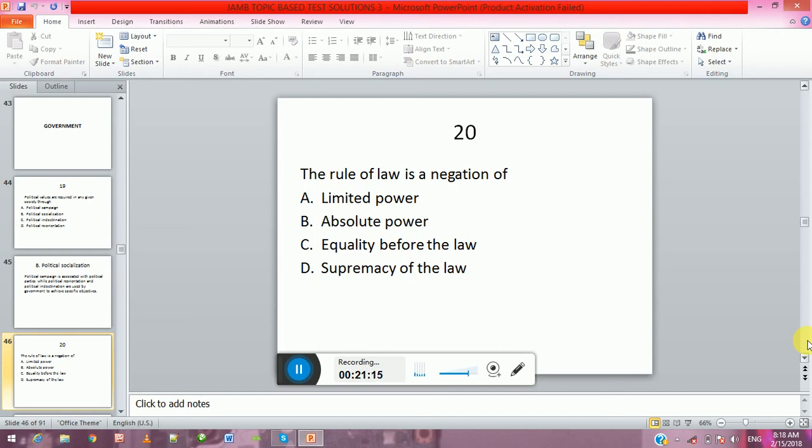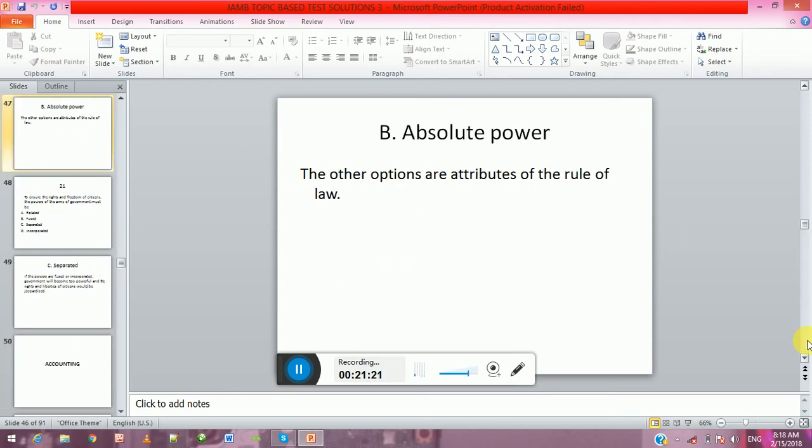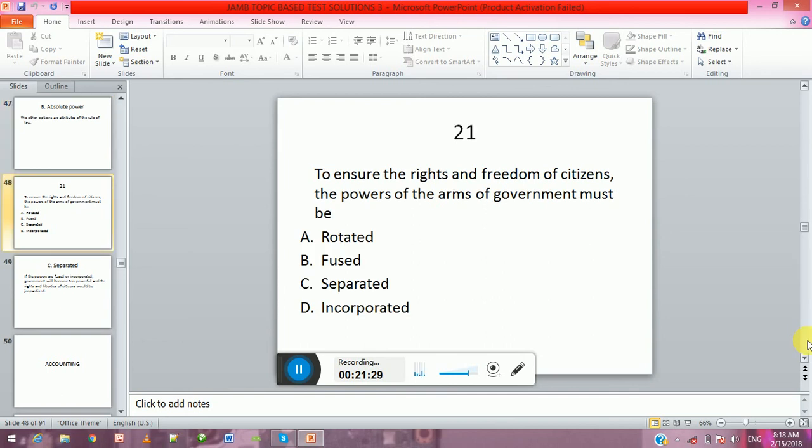So there is nothing like absolute power in a society where there is rule of law. So it's a negation of absolute power. The other options are attributes of rule of law. But absolute power is not a parcel of rule of law. To ensure the rights and freedom of citizens, the powers of the arms of government must be separated. There has to be separation of power.